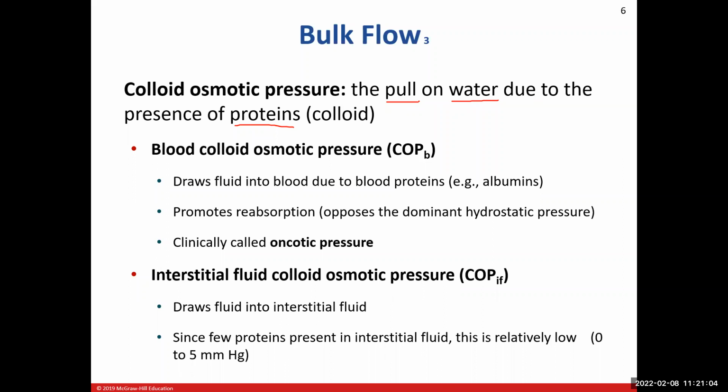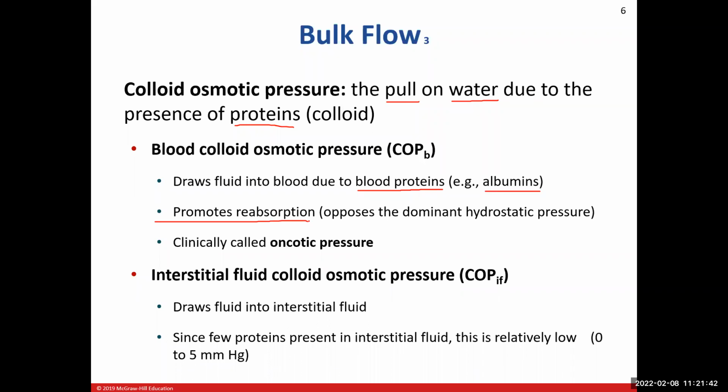So we have to talk about the amount of proteins inside the blood vessel and the amount outside the blood vessel. Blood colloid osmotic pressure talks about the amount of pull that the proteins in the blood have, albumin is a huge one made by the liver. So they're basically going to suck things into the blood vessel. And if they're going to pull things into the blood vessel, that is resorption.